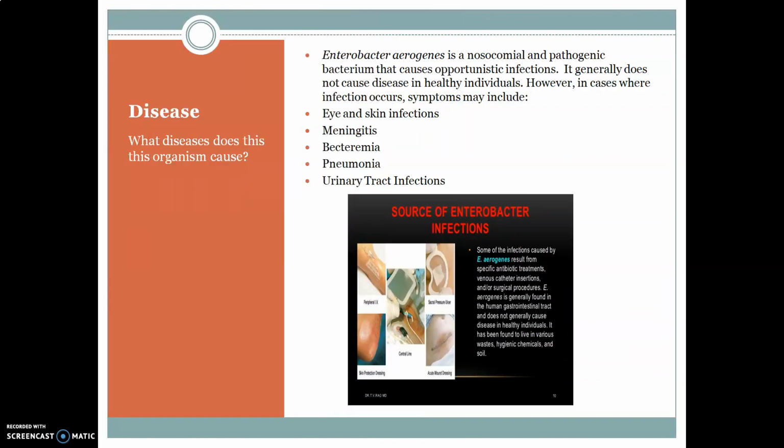Disease. What disease does this organism cause? Well, EA is a non-common pathogenic bacteria that causes opportunistic infection. It generally does not cause disease in healthy individuals. However, in cases where infection occurs, some symptoms may occur, such as eye and skin infection, meningitis, bacteremia, pneumonia, and UTI.